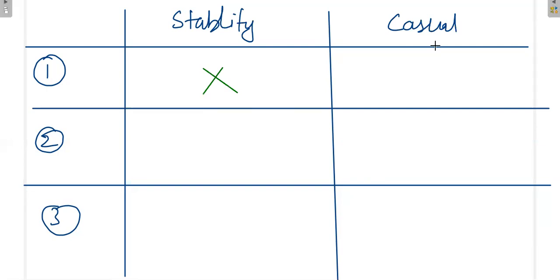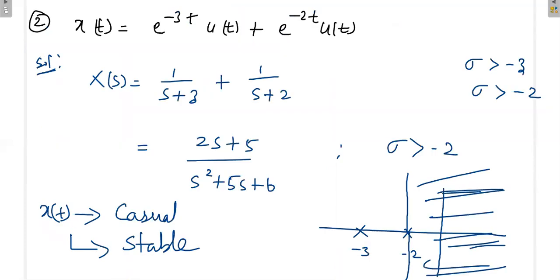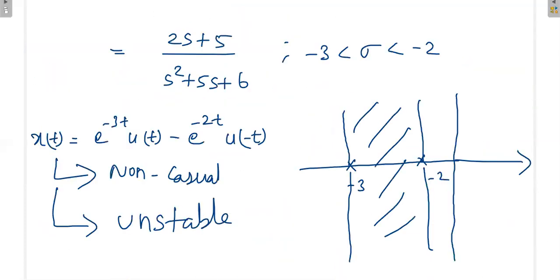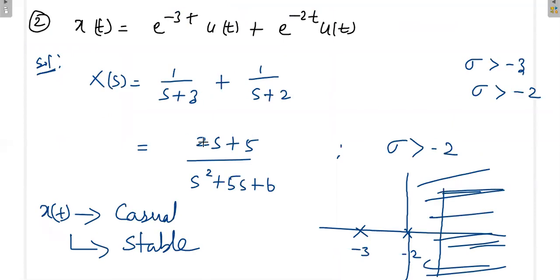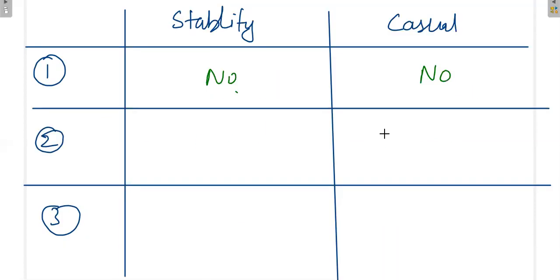Again, we'll put yes or no. It is not stable. Is it causal or not? It is not causal. So the first one is not stable and also it is not causal. Once again we'll verify: non-causal and also unstable. What is the second one? Causal and stable.